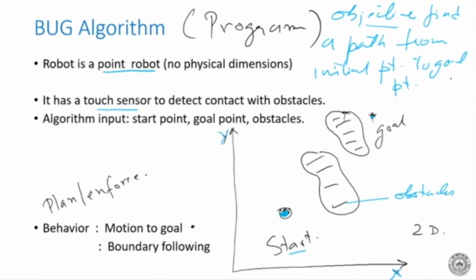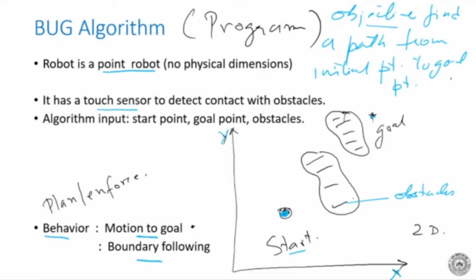Okay. What is the plan that we're going to enforce? The behavior that we're going to enforce is that it will have a motion to goal behavior, and it has a boundary following behavior. Now, what is the start of the algorithm?